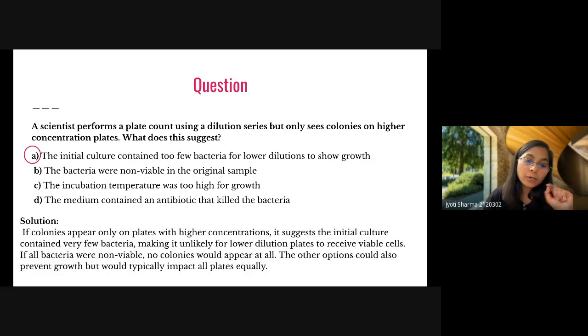If colonies appear only on the plate with higher concentration, it suggests the initial culture contained very few bacteria, making it unlikely for the lower dilution plate to receive viable cells. If all bacteria were non-viable, no colonies would appear at all, right? The other options could also prevent growth but would typically impact all plates equally. So that's why A is the right answer.